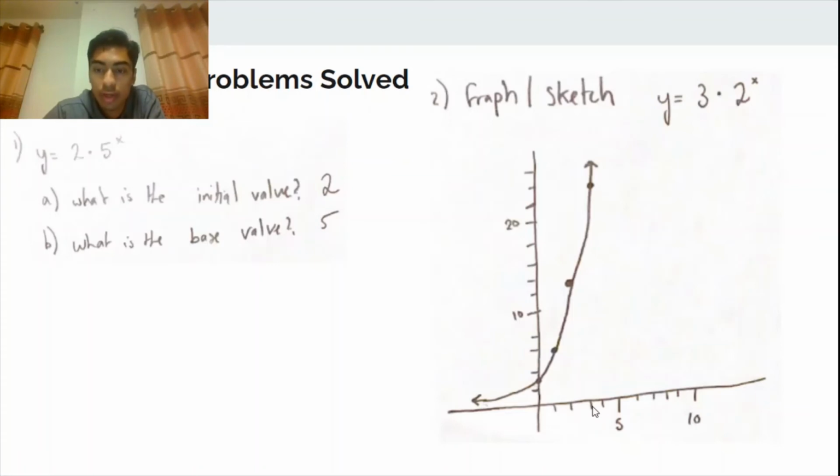and then this results in this upward curve which continues onward towards infinity, which is indicated by this arrow sign. And then when it curves this way to the left, it approaches this x-axis, but it doesn't touch it. So that's an important feature to remember when graphing exponential functions.